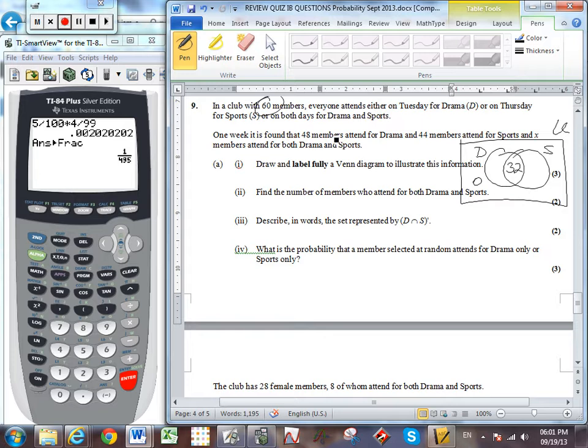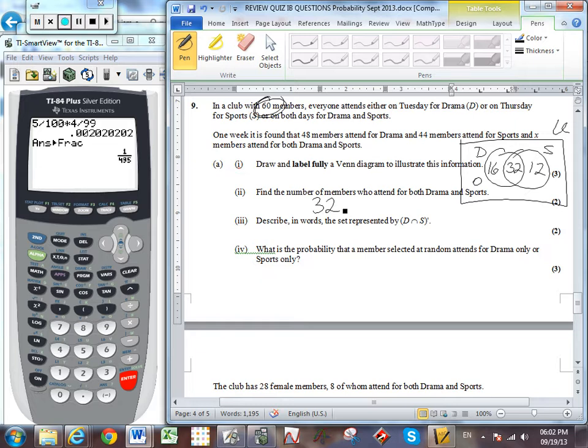Now, with only 48 members in drama and 32 accounted for already, that leaves 16 here. With 44 people in sports and 32 accounted for already, that leaves 12 there. And now we've completed our Venn diagram. If you add up the 4 numbers, you will see that indeed they do add up to our full 60 members in the club. Part I, the number of members who attend both drama and sports, we can see is 32.